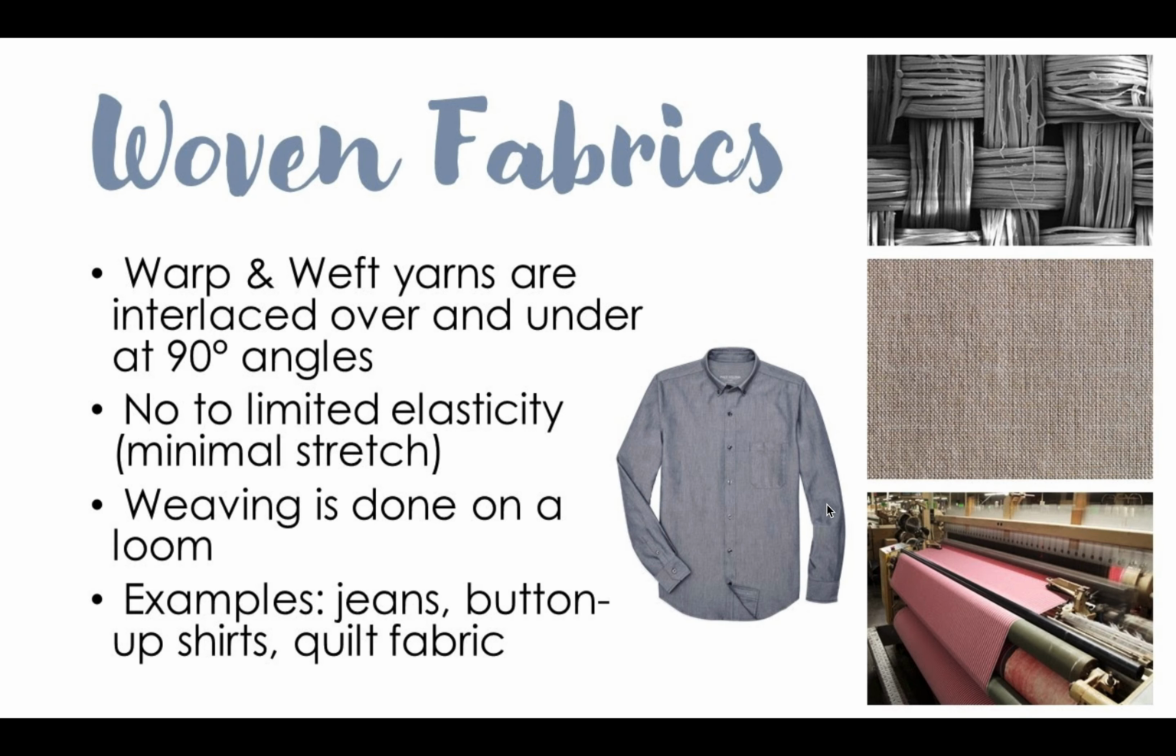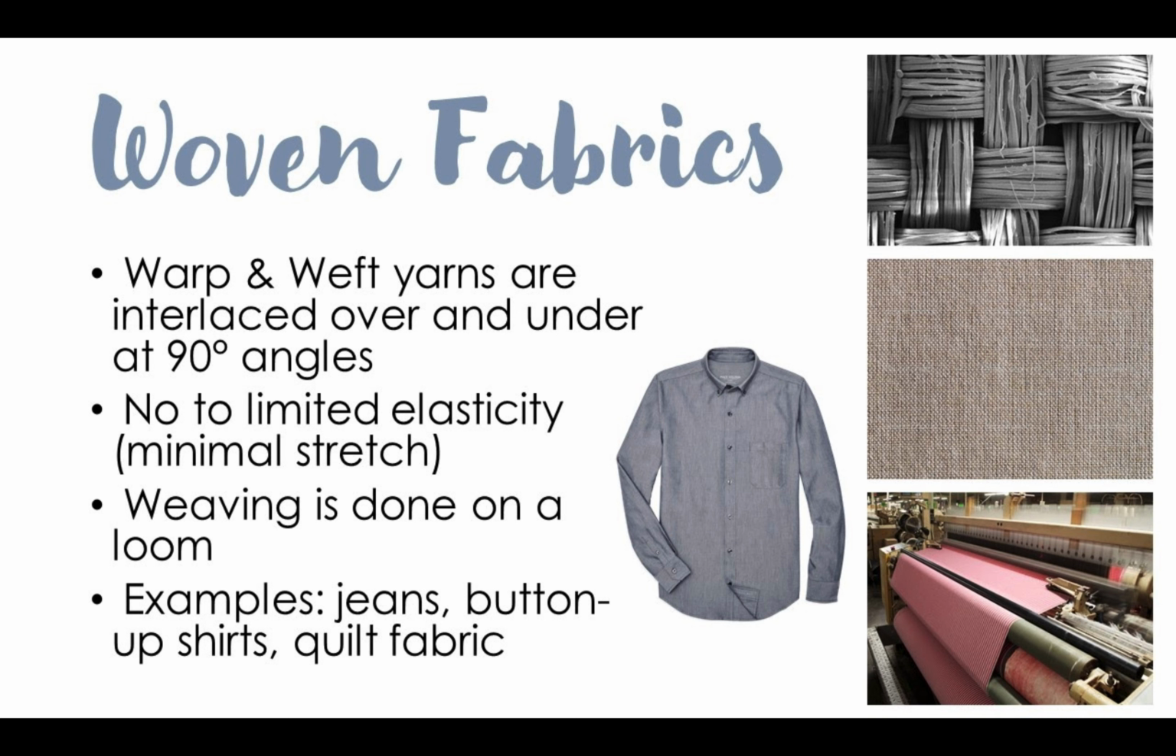The last one is woven fabrics, and these have a warp and weft yarn that are interlaced over and under at 90-degree angles. So you can kind of see the warp and the weft going at 90-degree angles, and it has no to limited elasticity. So it doesn't stretch a lot. That's why you need buttons on a button-up shirt, because it's not going to stretch over your head. Weaving is done on a loom, and examples would be jeans, button-up shirts, quilt fabric, etc. So those are our three types of fabric.